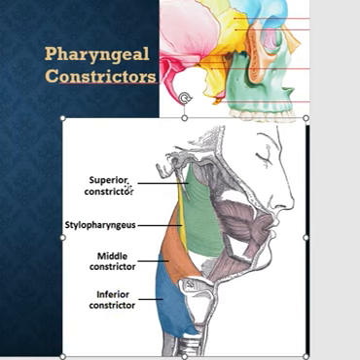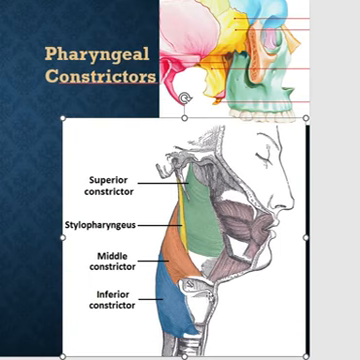The superior constrictor originates from the pterygoid hamulus, the pterygomandibular raphe, and the posterior end of the mylohyoid line of the mandible, and goes ahead to insert to the pharyngeal tubercle on the basilar part of the occipital bone.